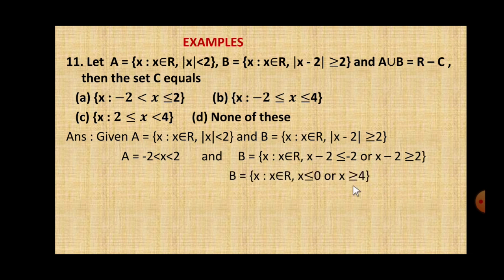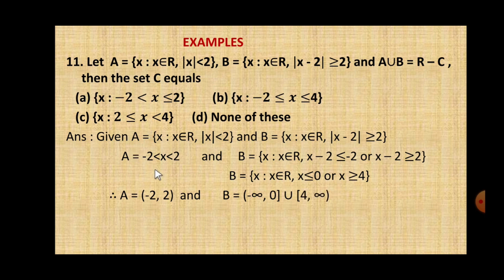In set B, x minus 2 less than or equal to minus 2 means you take minus 2 on the right hand side, plus 2 minus 2 get cancelled, we get 0, x is less than or equal to 0. Next here minus 2 you take on the right hand side, you get plus 4, x is greater than or equal to plus 4. So by using these two terms you write down the set roster form.